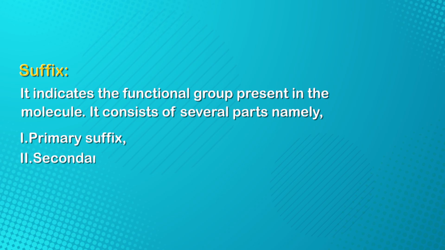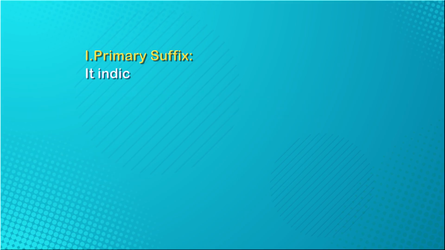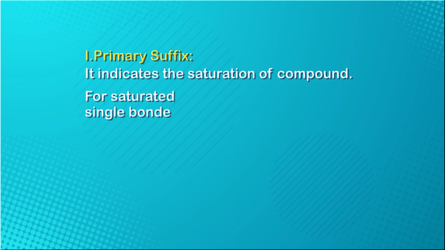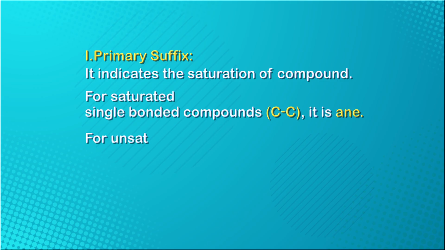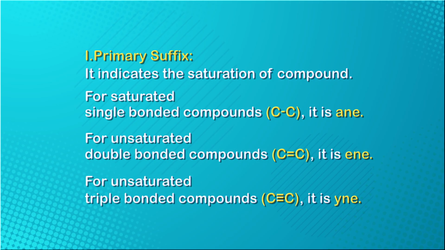Primary suffix, secondary suffix, numerical suffix, and number suffix. Primary suffix indicates the saturation of the compound. For saturated single bonded compounds, it is ane. For unsaturated double bonded compounds, it is ene. For unsaturated triple bonded compounds, it is ine.